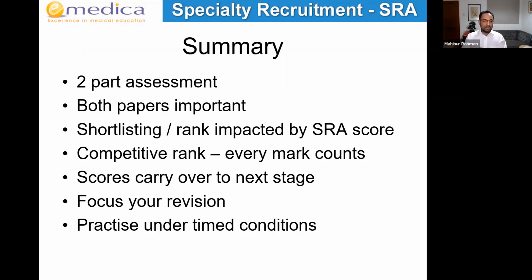So what to do between now and the exam? Focus your revision in a way that you can do both papers well. Try to practice under time conditions and do the full mocks. That will help you develop exam technique, okay?